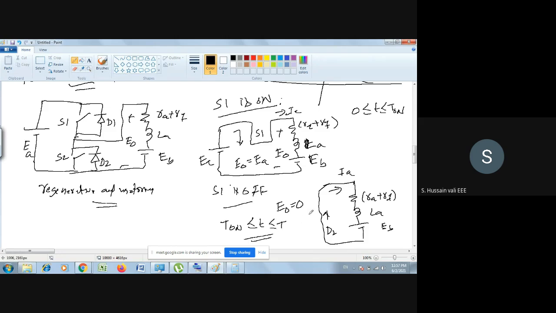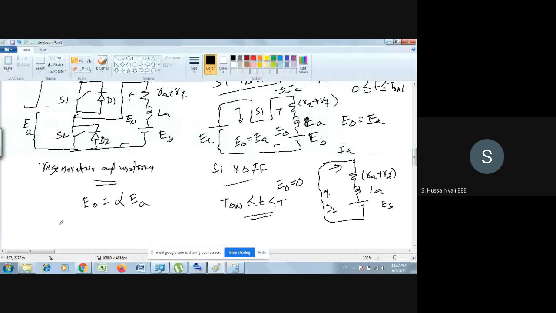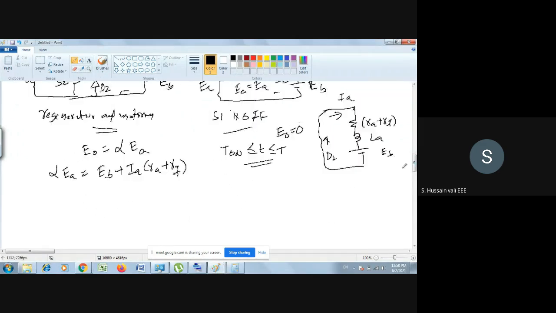So here E naught is equal to EA. Then what is the average value? We have seen this, the average value E naught is equal to alpha EA. Everyone knows this; this is the derivation we did even on the previous day. Now alpha EA is equal to, how can I write, E naught is equal to EB plus IA into RA plus RF. So from this, what is IA? IA is equal to alpha EA minus EB by RA plus RF.